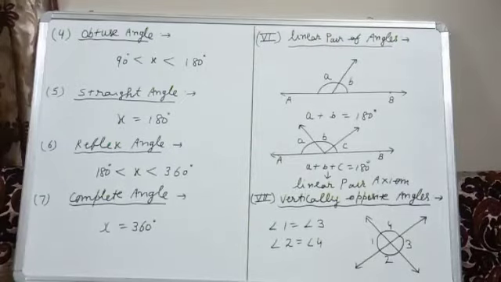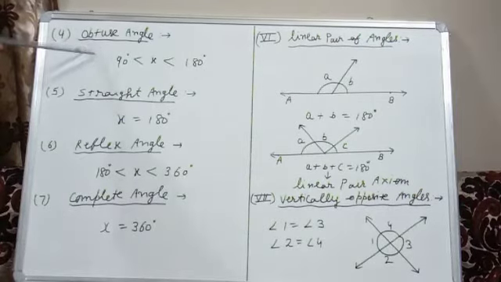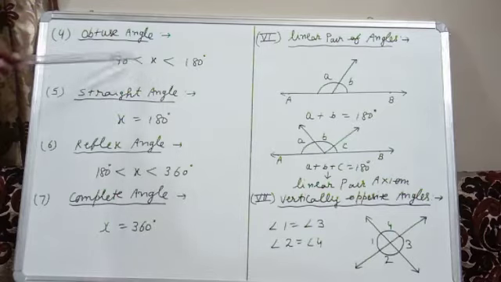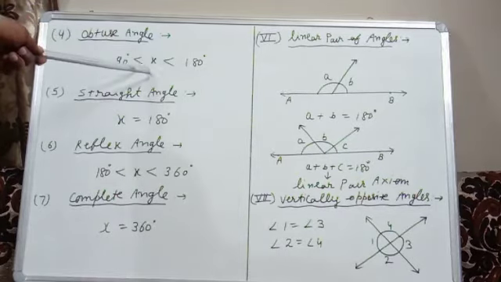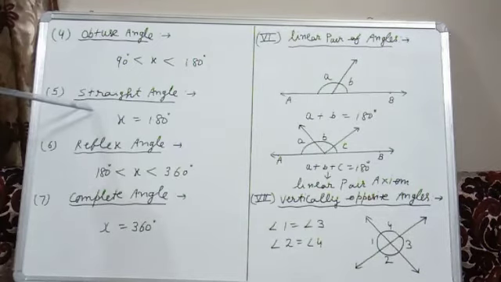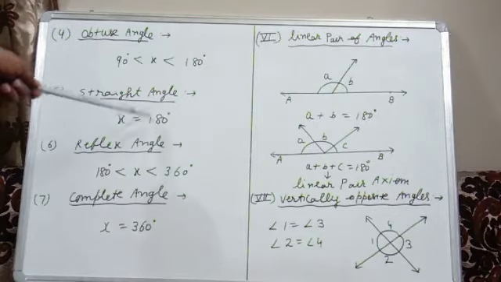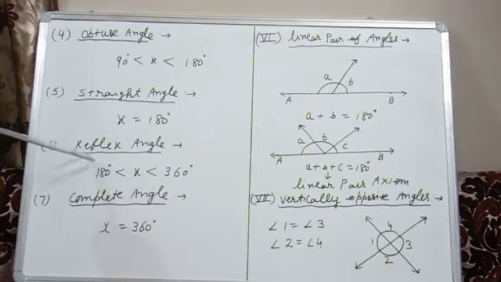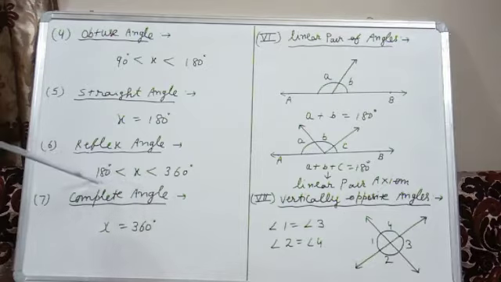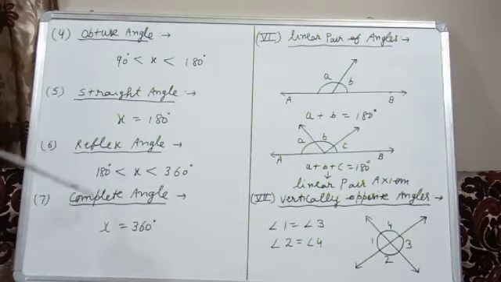Now we are having some more types of angles. Next type of angle is obtuse angle. That angle whose value is greater than 90 but less than 180 is called the obtuse angle. Then straight angle. From the name it is clear, straight means any angle whose value is 180 degrees is called the straight angle. Then reflex angle, any angle whose value is more than 180 but less than 360 is called the reflex angle. Then complete angle, any angle whose value is 360 degrees is called the complete angle.